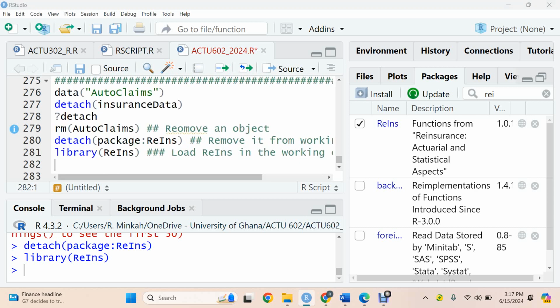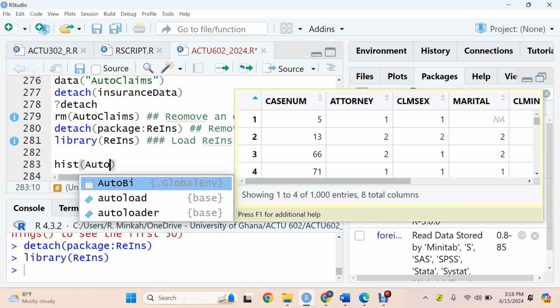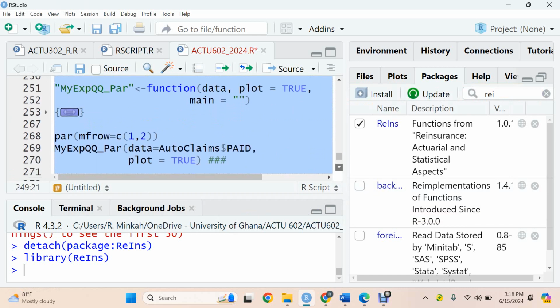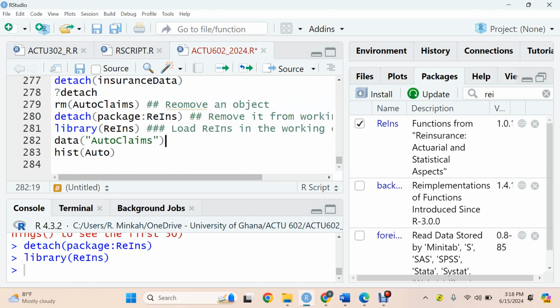All right. So now that we have the insurance data, we can look at the histogram of auto claims, right? Oh, no, I haven't attached it yet. So I must copy this and come down here and say data, that is, load the data. So we load it into our working environment. Just after that, I can now talk about auto claims.